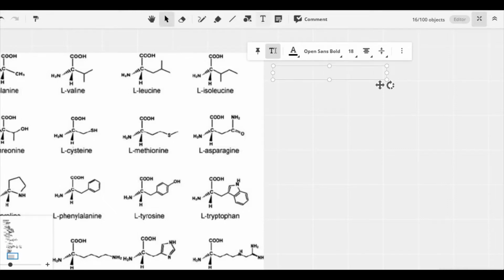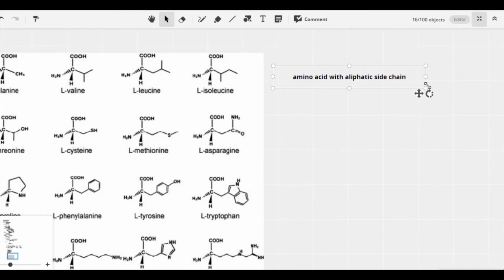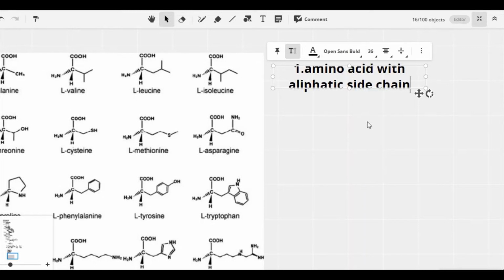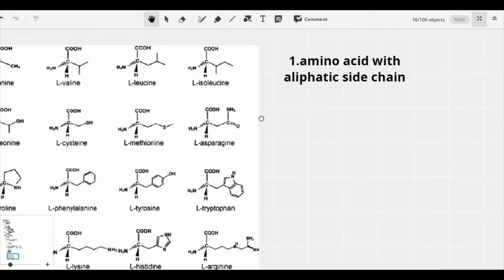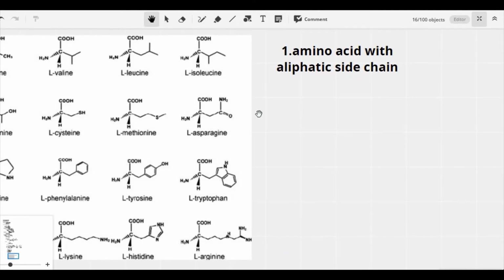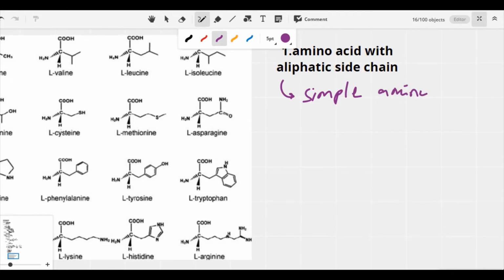Here I am going to write amino acids with aliphatic side chain. Okay, so that is our first group, here I placed it as number 1. As you know, aliphatic means these are the monoamino or monocarboxylic acids. This group consists of most of the simple amino acids. So you have to remember that here the simple amino acids.